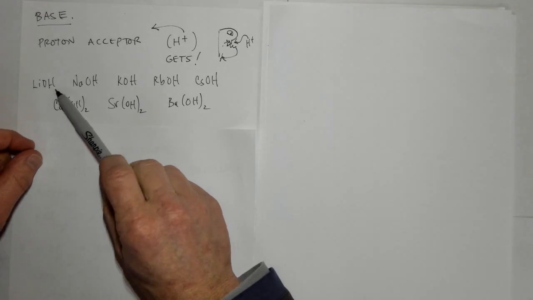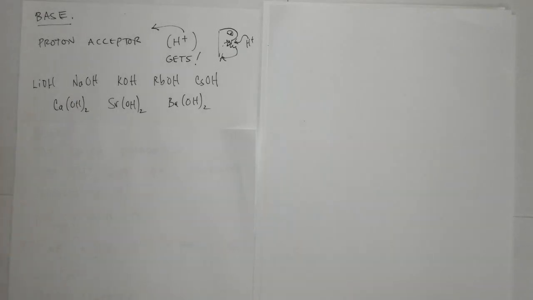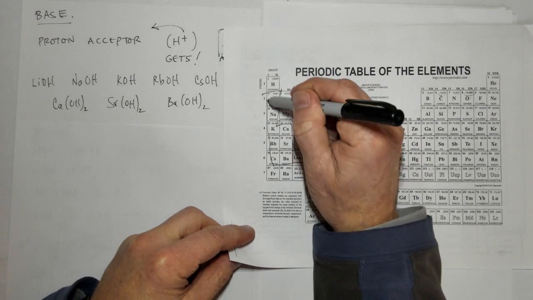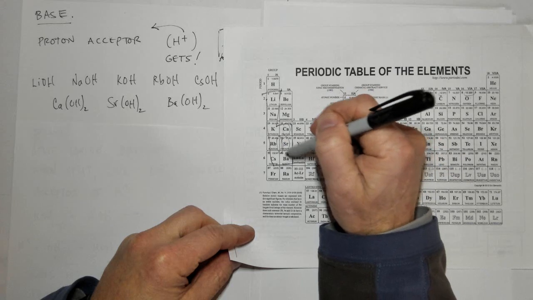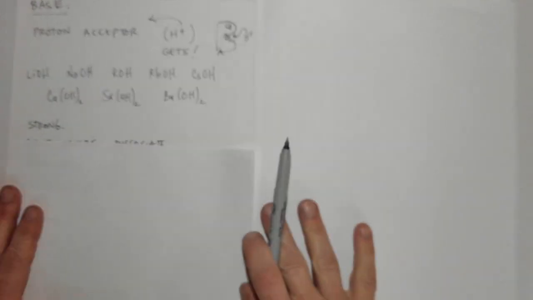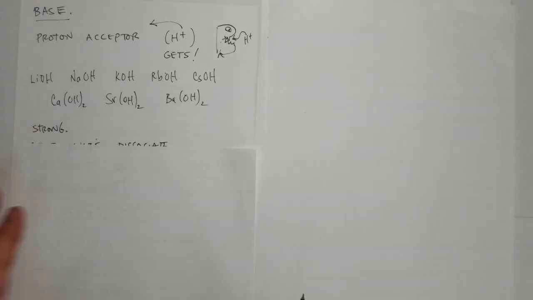The strong bases are lithium, sodium, potassium, rubidium, and cesium, and calcium, strontium, barium hydroxides. Notice they're on the periodic table in the shape of a B like this. And then remember that these guys right here have a +2 charge, so they have 2 OHs in them as well. So these are the strong bases. You memorize those. You know which ones they are.